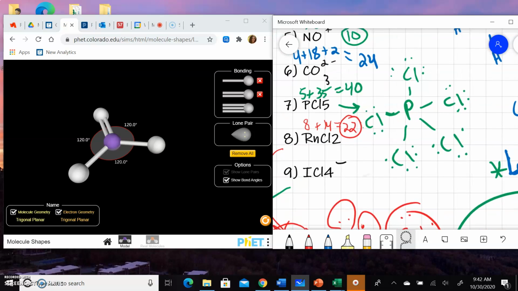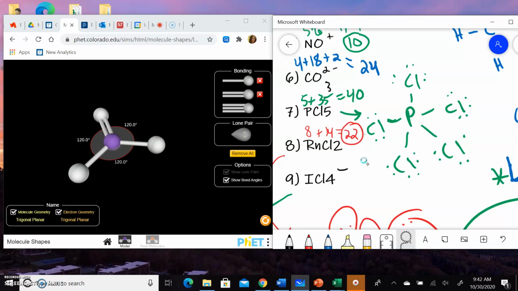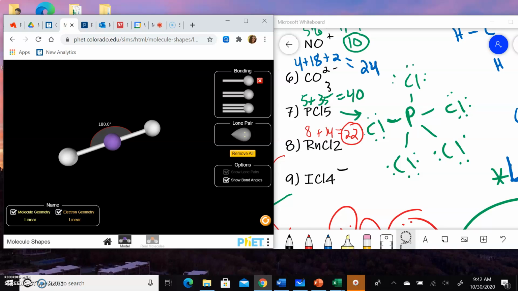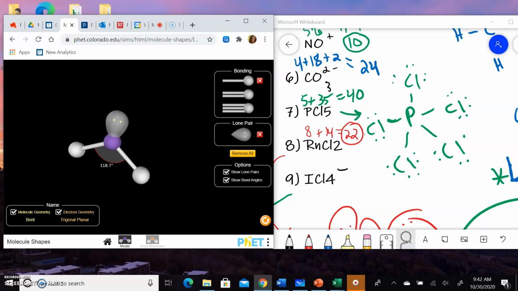All right, let's move on to PCl5. We did most of these shapes in first year chemistry. We did linear, trigonal planar, tetrahedral, trigonal pyramid, and bent. Let me just show you a bent real quick. If we have 2 outside atoms and then we stick another pair on there, notice that it pushes them down and takes them into a bent shape.